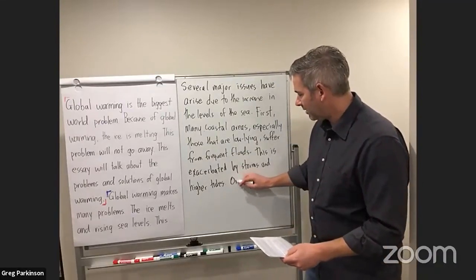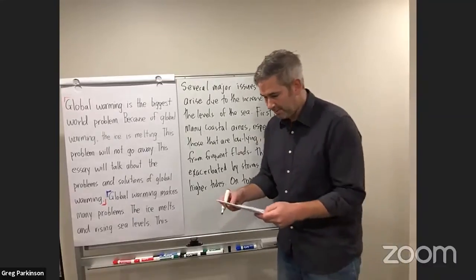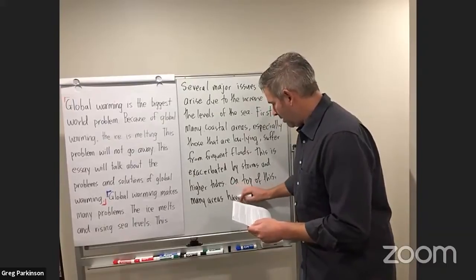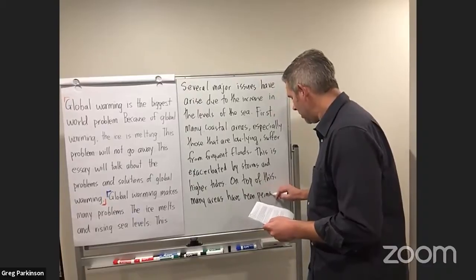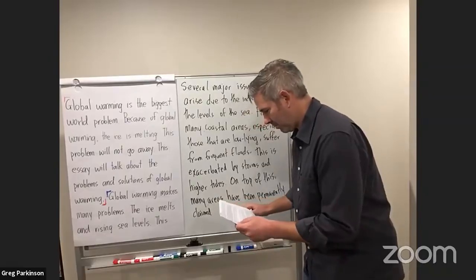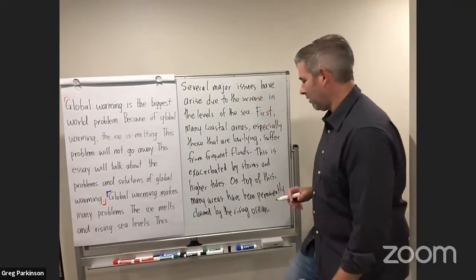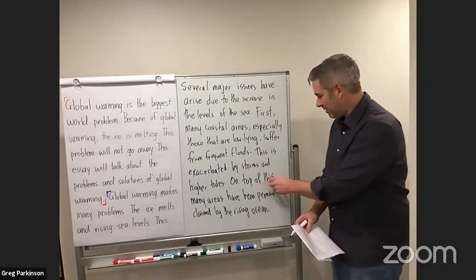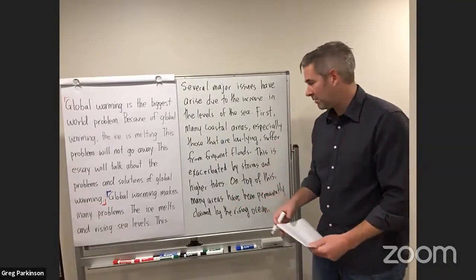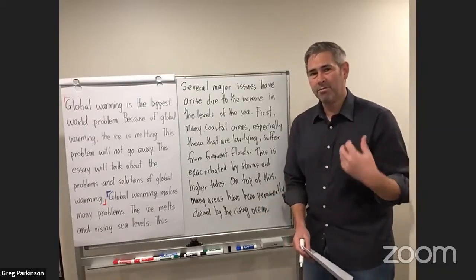Then I move on with another cohesive device, on top of this, right? So this tells the examiner I have another supporting idea, which is, that's an R. Okay, I'll move out of the way so you can see that. Again, signaling to the examiner that my next supporting idea is coming. And this next idea is that many areas have been permanently claimed, right? So this means they're gone, right? They've been claimed by the rising ocean, right? So even sea, I'm paraphrasing with the word ocean, right?